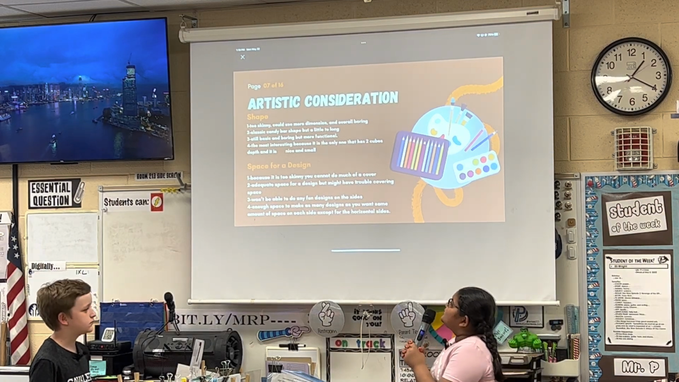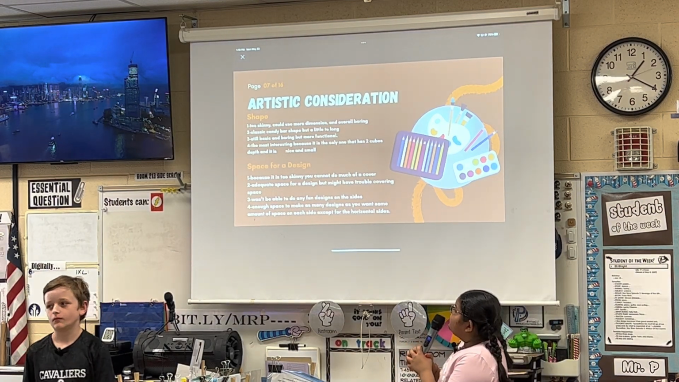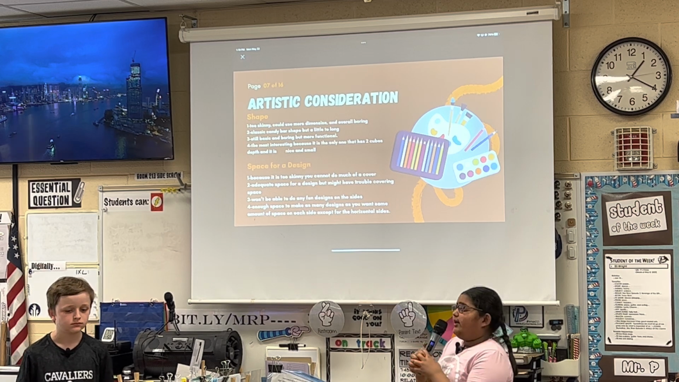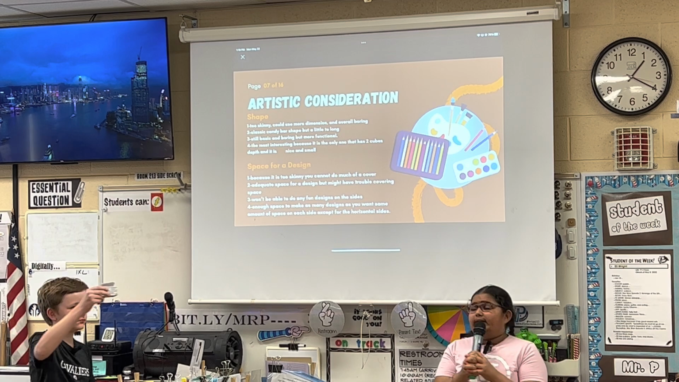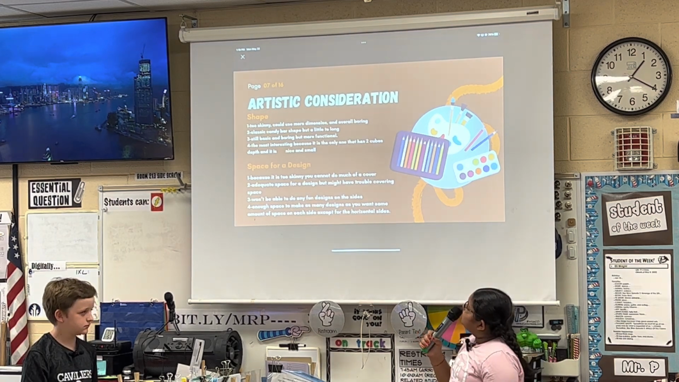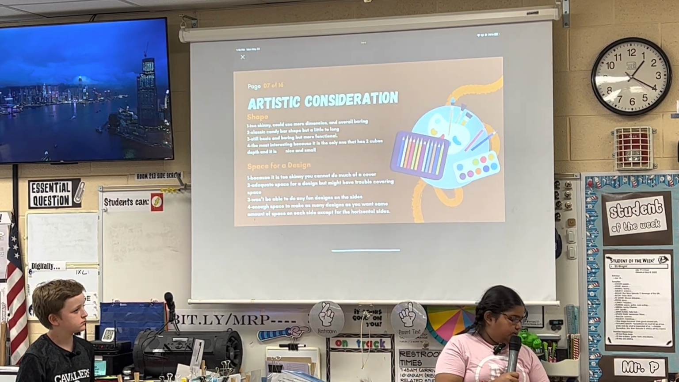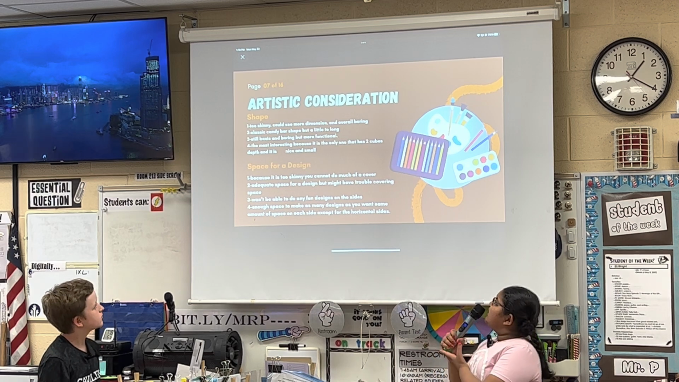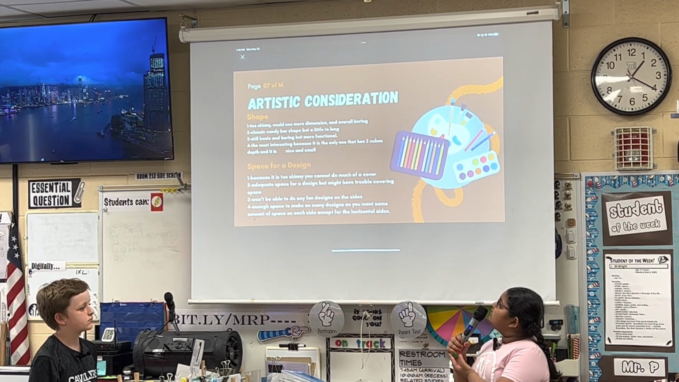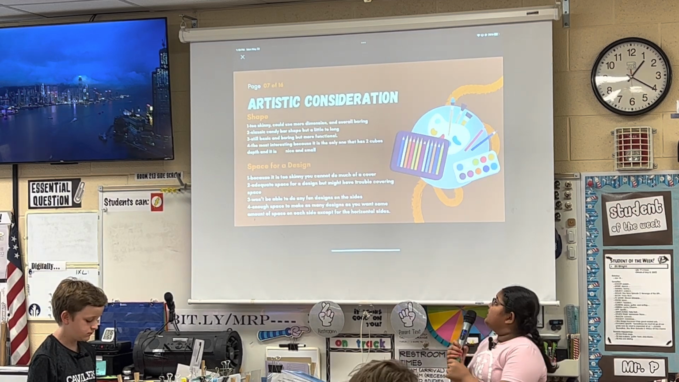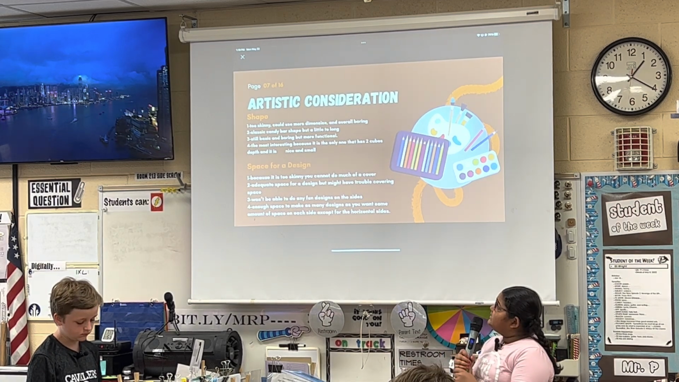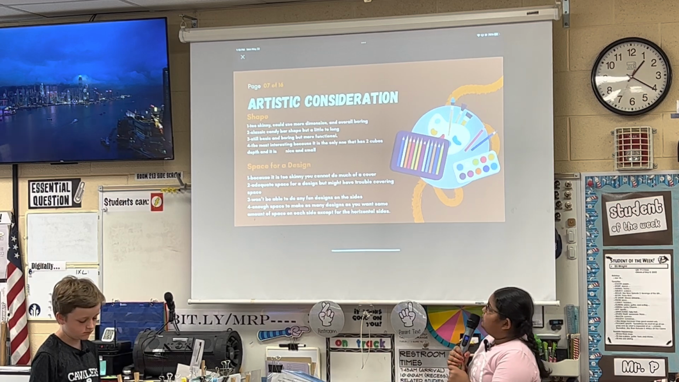Another requirement was artistic consideration. For artistic consideration, you had to think about the shape and how that affects a space for a design on the packaging. So for the shape, number one was too skinny, and you could use more dimension, and it was a boring shape, which would not pull customers' eyes and make them want to buy Ooey-Gooey.